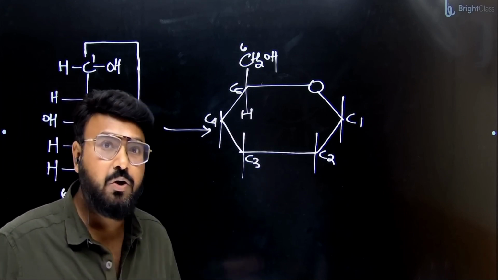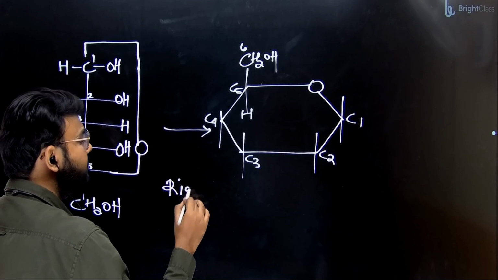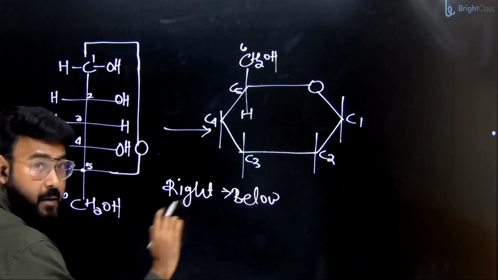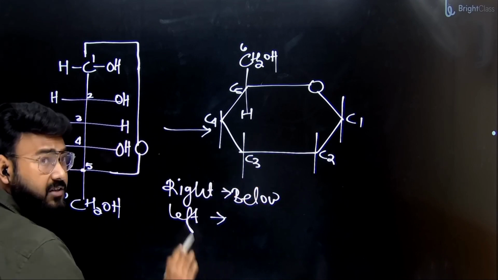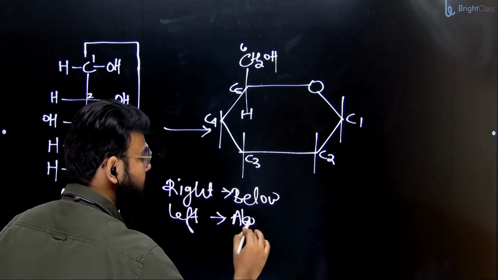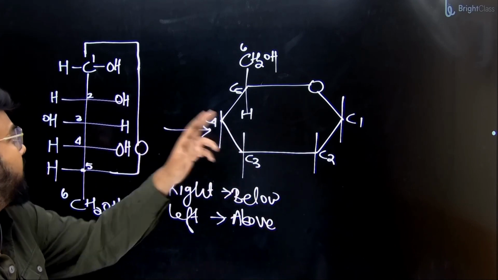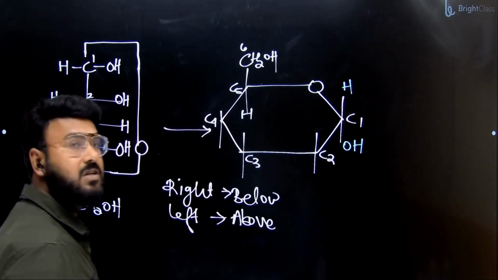Now, one more thing you need to know: in a horizontal bond, whatever is on the right will be written below, and whatever is on the left in the ring structure will be written above. This is very, very important. You have to remember. So let's do it now. On the first carbon, the OH is on the right. That means the OH will be below. So hydrogen will be above.